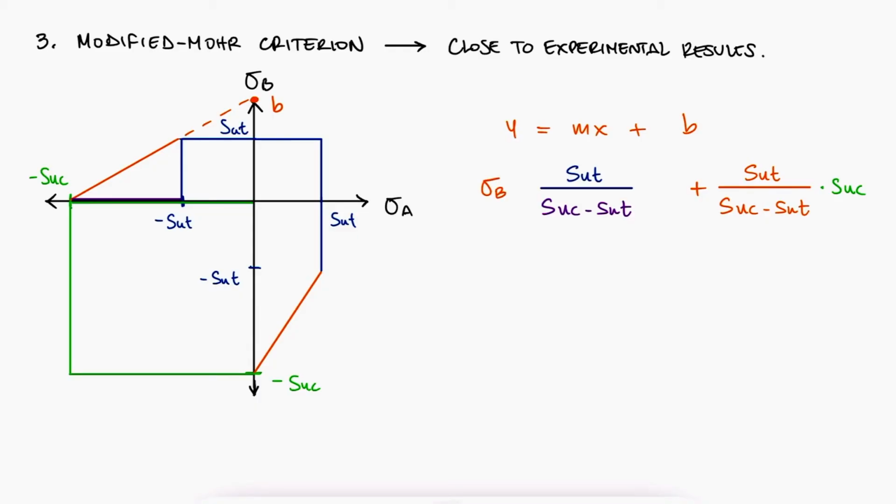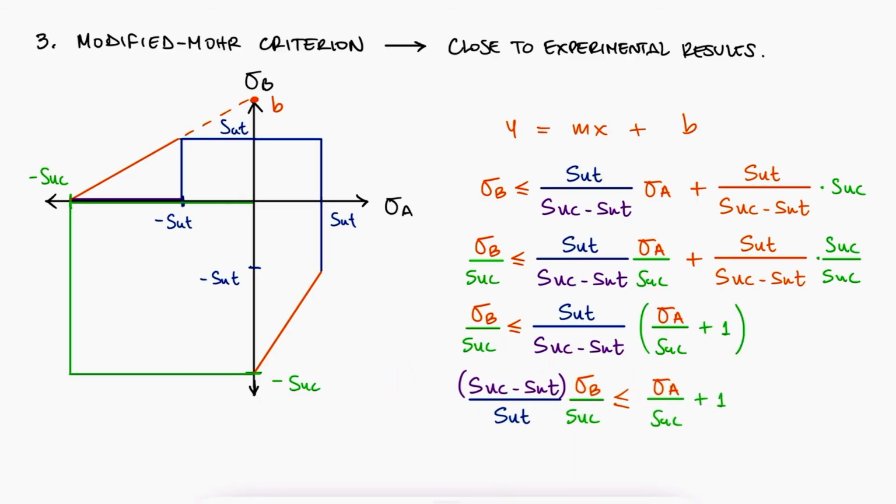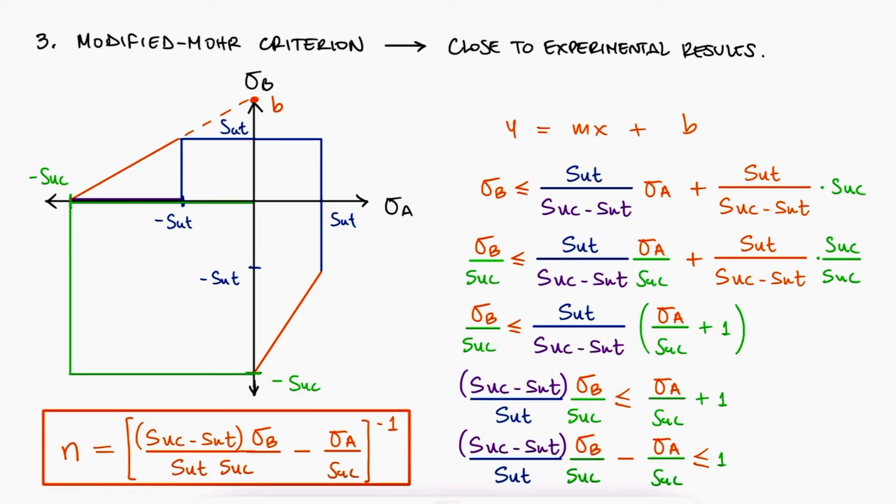If we substitute y and x, and once again assume that we want to stay within that line, we can divide by SUC, factor out the properties fraction, move it to the left, and isolate 1 to find that the factor of safety is equal to 1 over the left-hand side. Knowing that we want to compare negative values to the ultimate compressive strength, we can substitute sigma A and sigma B by sigma 3 and sigma 1 to generalize it for the three principal stresses sigma 1, 2, and 3.